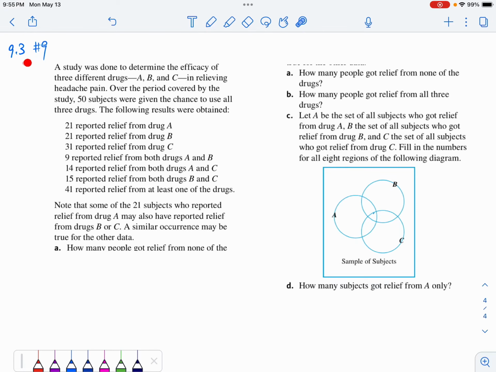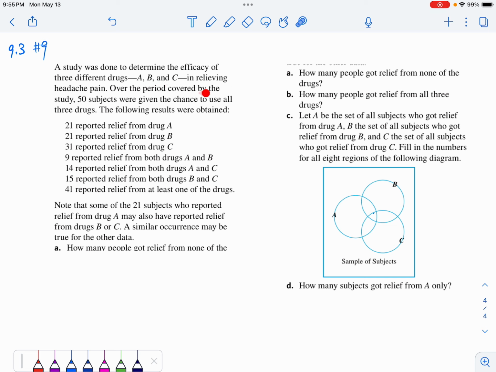This is section 9.3, homework number 9. In this problem, let's read through that. A study was done to determine the efficacy of 3 different drugs, A, B, and C, in relieving headache pain.